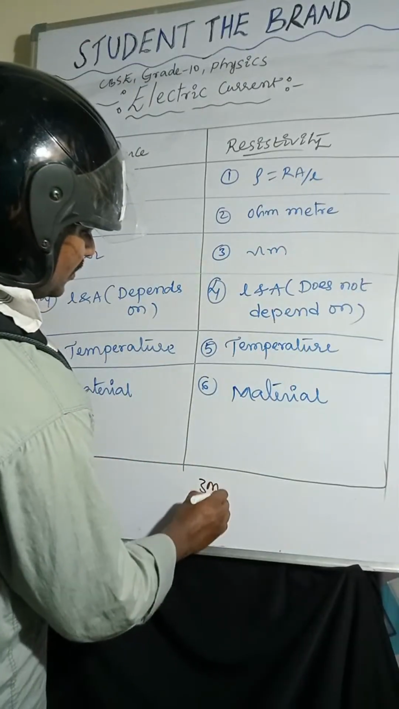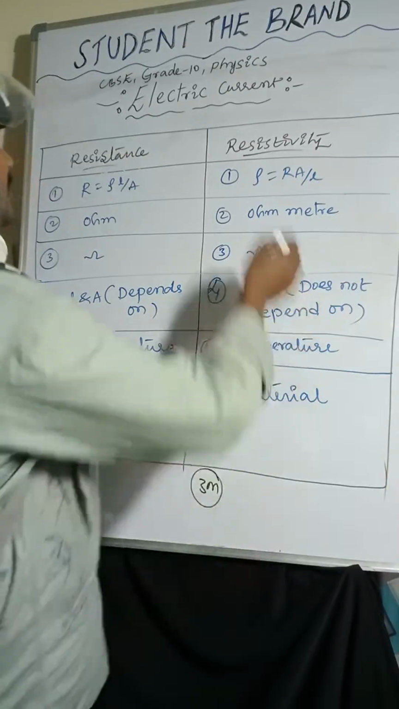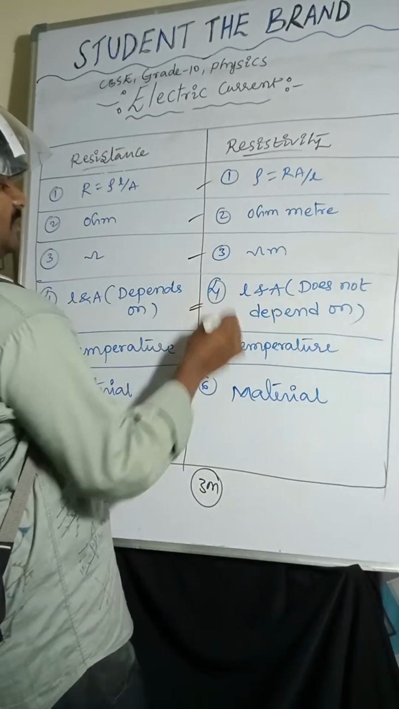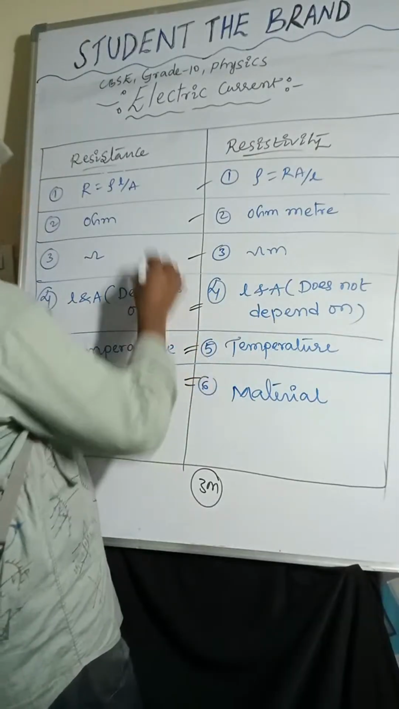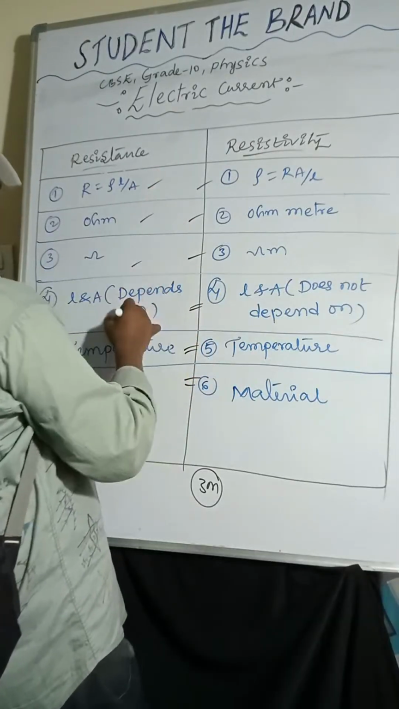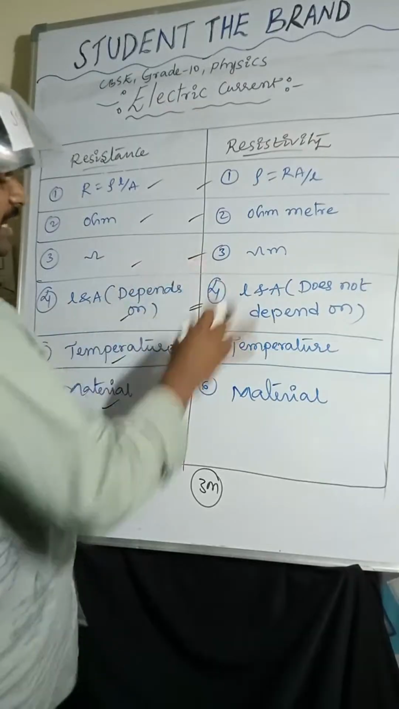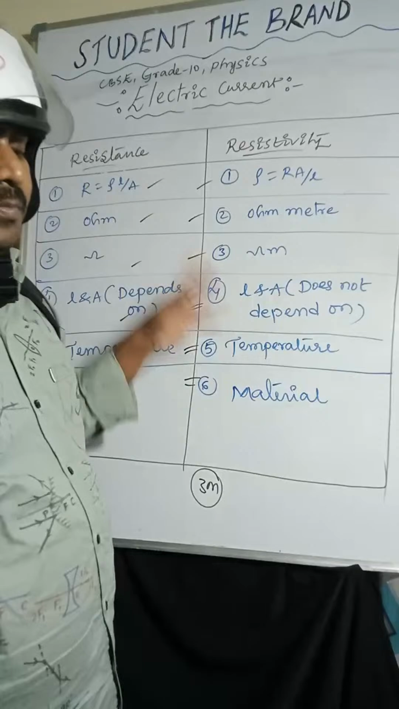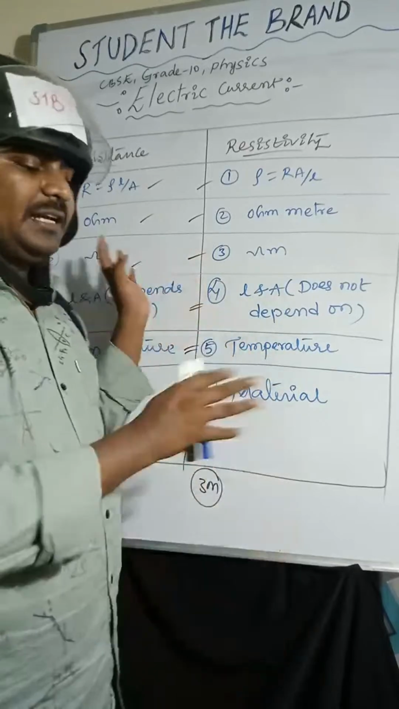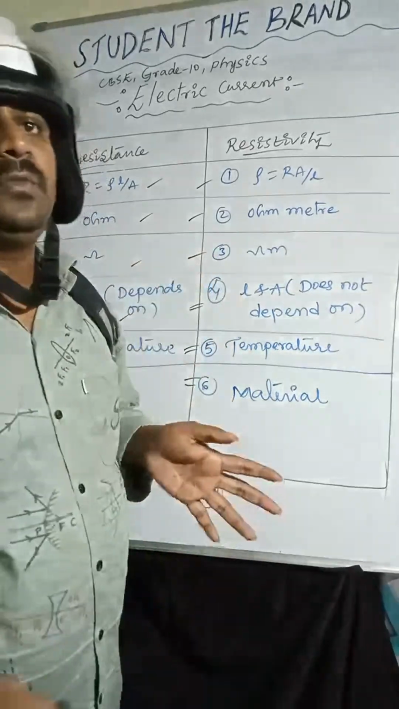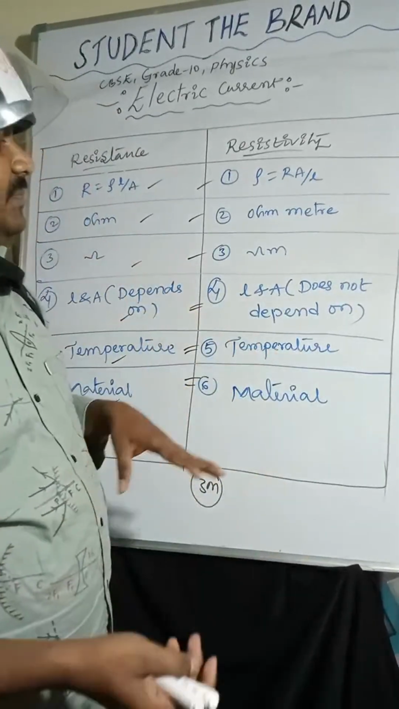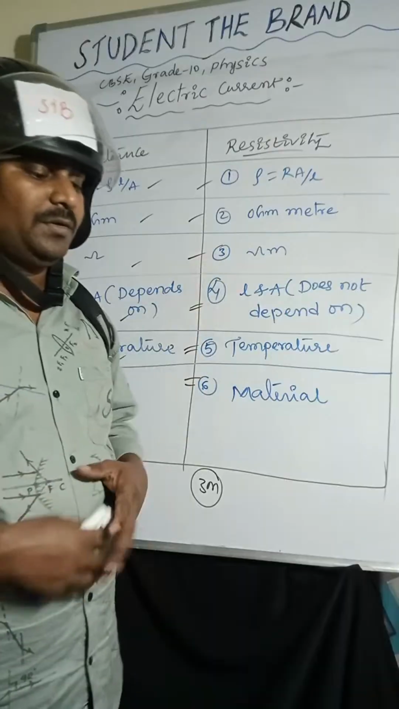So many points are there: resistivity, SI unit, symbol, depending factors, and also temperature and material. Each and every point is very, very important. Whatever I'm explaining, you can check with your books and verify. If you have any doubts, you can ask me. If any mistakes are there, let me know.